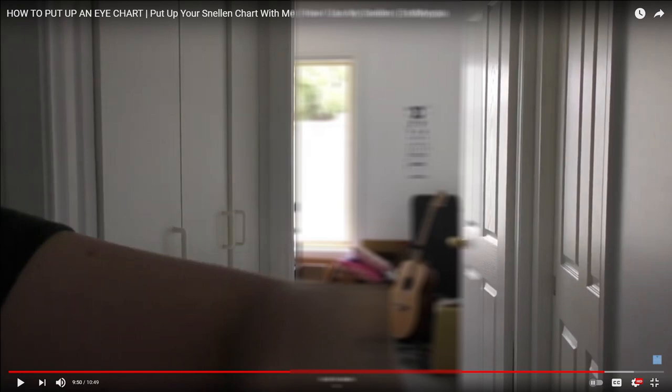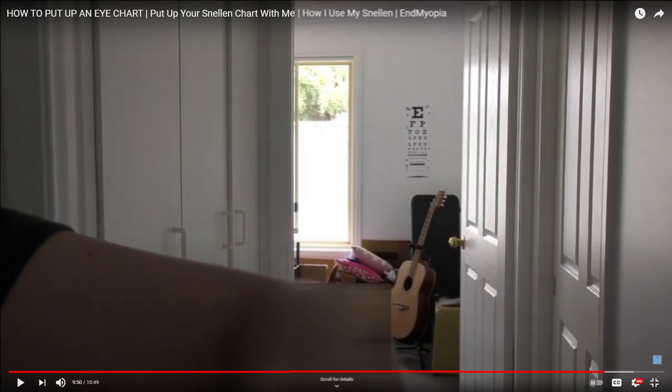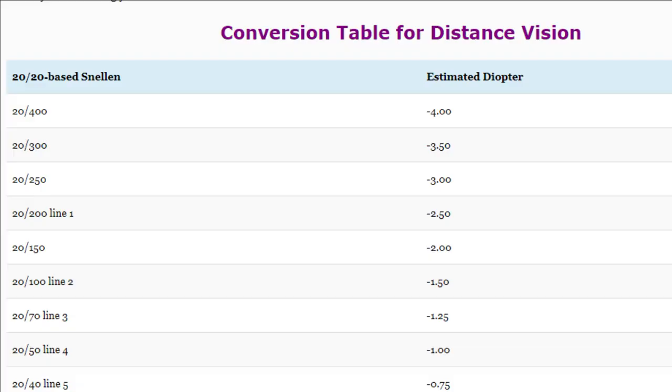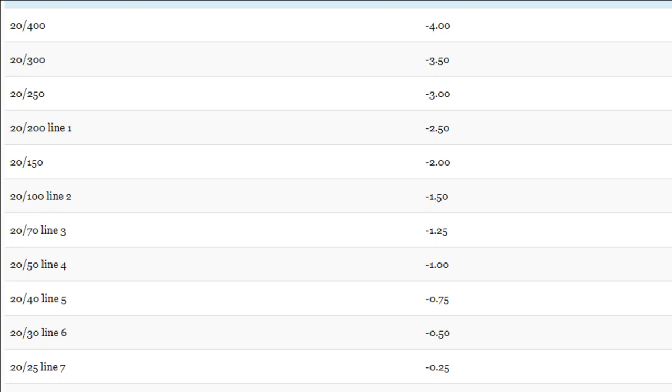And yet, when I put on my normalized, I can read down to the 20/25 line. Maybe the 20/20 line. So this might not be the case for everyone, and if you have a different experience, I would love to hear about it. I know that there is a website, which I will put in the description down below, that describes the different diopters of correction required versus how much you can read on the Snellen chart.